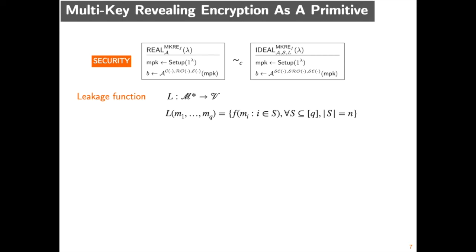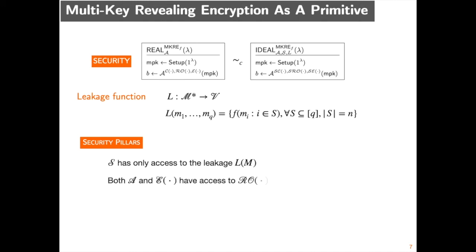There are also a couple of security pillars that are unique to multi-key revealing encryption. First of all, the simulator has only access to the leakage function L_M and not directly to the messages, which means that when the adversary wants to encrypt a message, it will talk to the encryption oracle, but what the simulator sees is not the plaintext message queried by the adversary, but rather the leakage of it. This is crucial in order to ensure that real-world ciphertexts only reveal the desired information about the plaintext, and nothing more than that. Second, both the adversary and the encryption oracle have access to the random oracle.